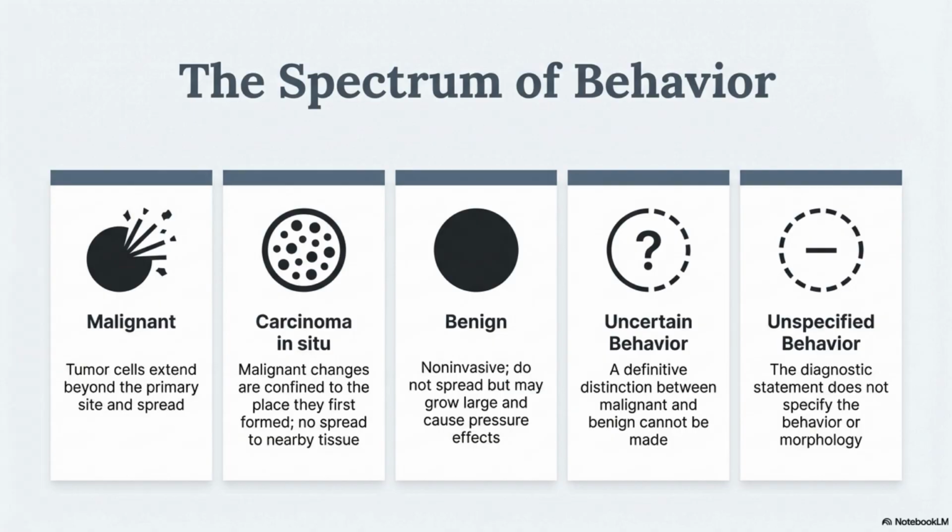Neoplasms fall along a spectrum of behavior. Malignant tumors invade and spread. Carcinoma in situ represents malignant changes that haven't spread beyond their original location. Benign tumors don't spread but may grow large enough to cause pressure effects. Uncertain behavior means the provider cannot determine whether the tumor is benign or malignant. And unspecified behavior means the documentation doesn't specify behavior at all. Understanding behavior is essential because it determines the correct coding column.